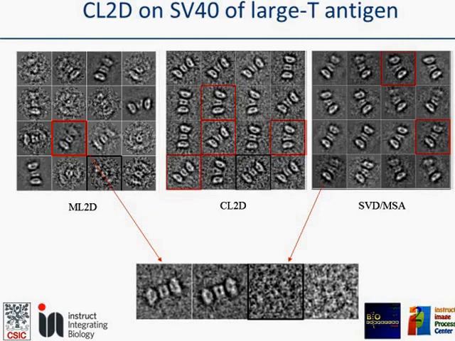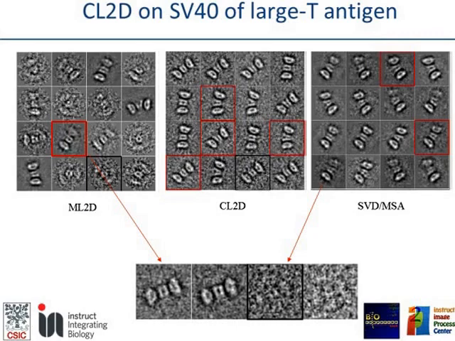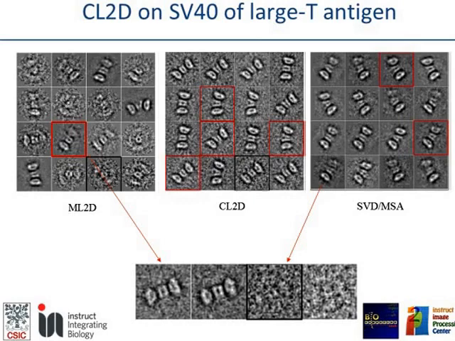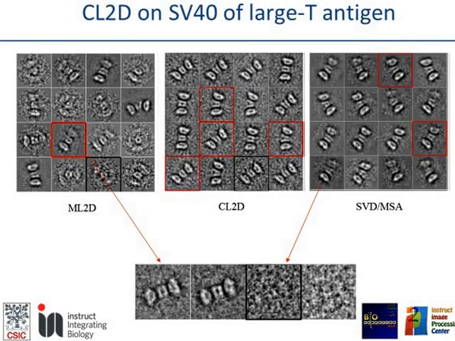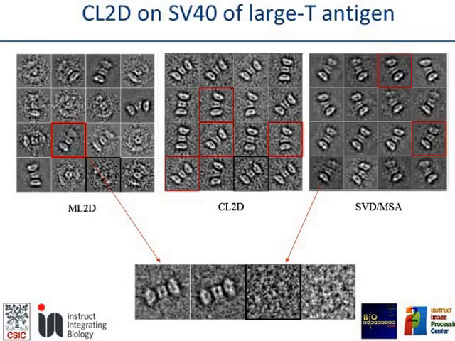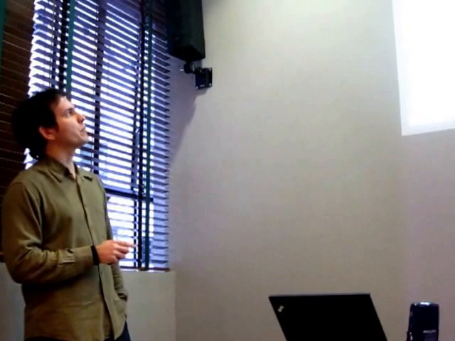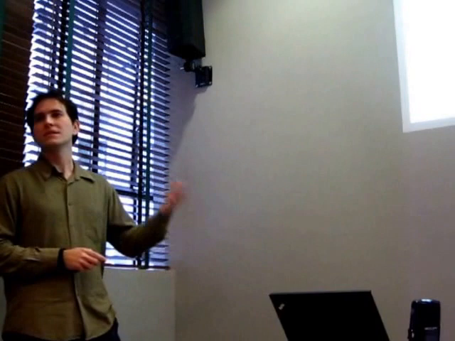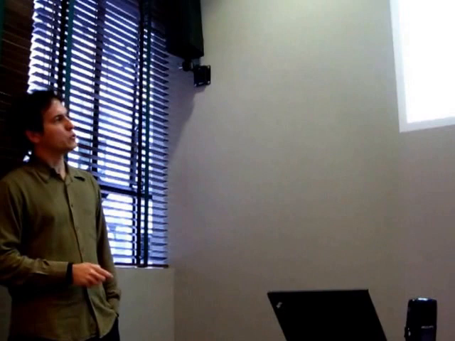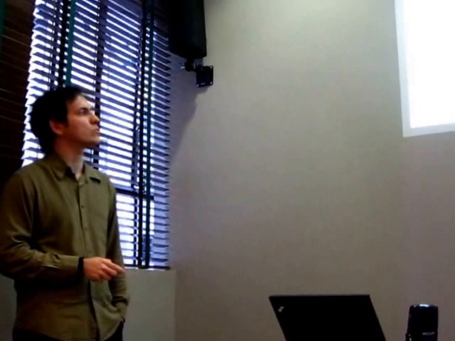This is also Simian virus 40, the large T antigen, and these are the classes given by ML2D, the maximum likelihood approach. You can see that sometimes with this fuzzy classification there is a mixture of classes. In this case, this class has two hexamers, and in this case one of them is blurry. Also in these other ones, there are classes that have the same problem. This is with the multivariate statistical analysis in EMAN. Then, for example, this class was processed with CL2D and classified, and this revealed that the problem is that the images assigned to this class include two real classes and two others that are more or less noise or don't belong to the class.